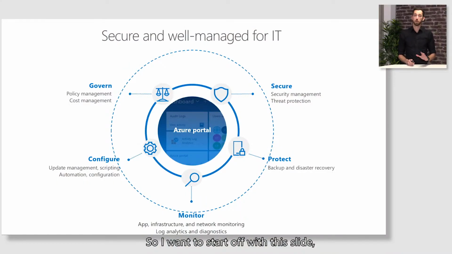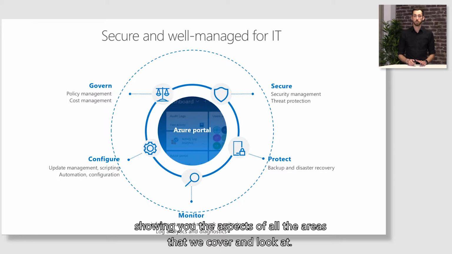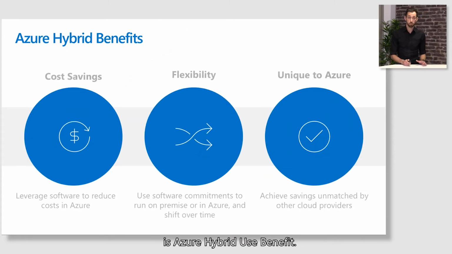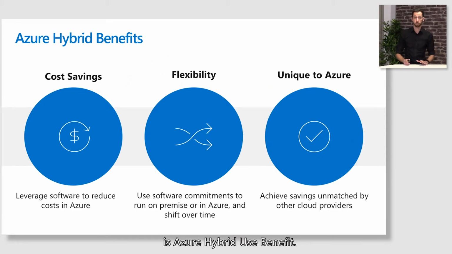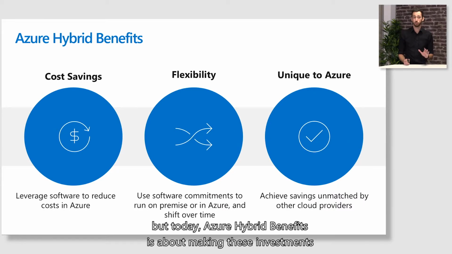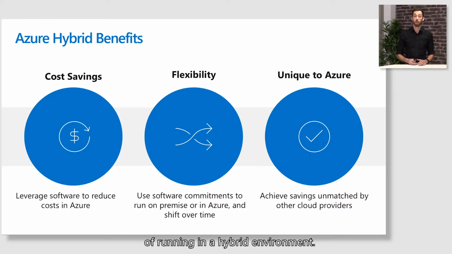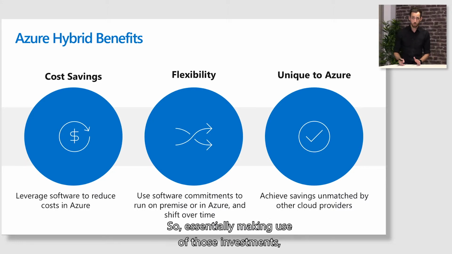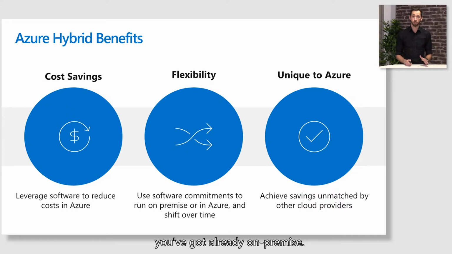I want to start off with this slide showing you all the areas that we cover and look at. And one element I want to dive into a little deeper is Azure Hybrid Use Benefit. A lot of people refer to it as AHUB, but today Azure Hybrid Benefit is about making use of investments from running in a hybrid environment, because we as Microsoft understand that people have on-premises and Azure. So it's about making use of those investments you've already got on-premises.